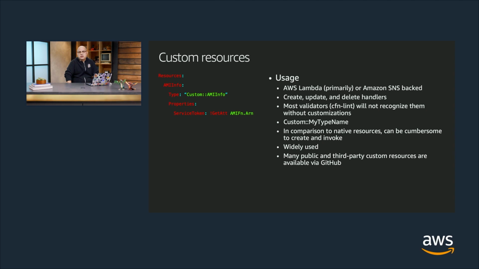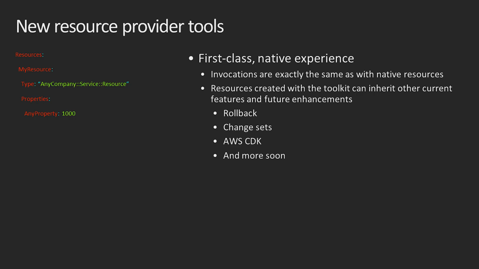Custom resources, however, have become something that is widely used, especially by larger customers that have very complex application environments, and they have that mix of AWS, non-AWS, partner resources, third-party resources, and even resources that they picked up from internal sources or even open source. So you'll find, if you do a search online, that there are many public and third-party custom resources available out there, mainly on GitHub.